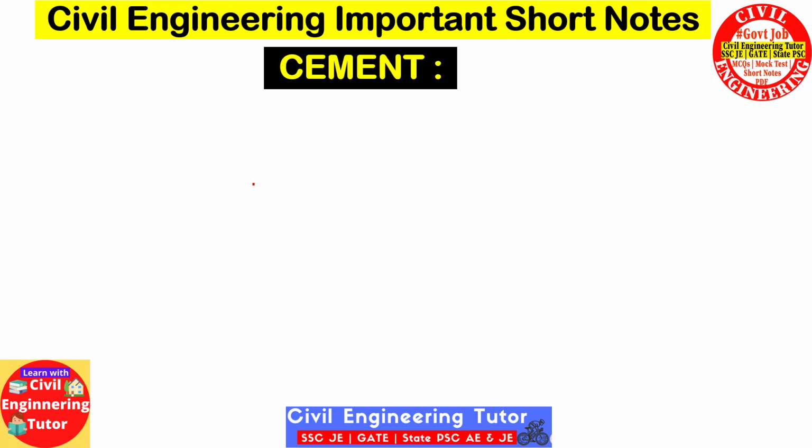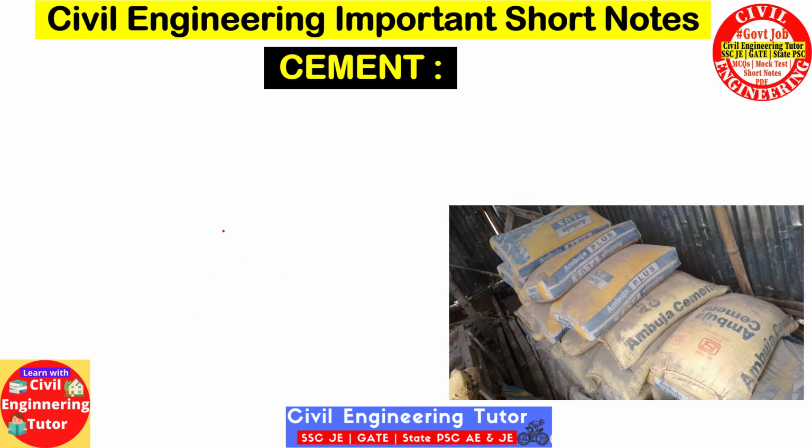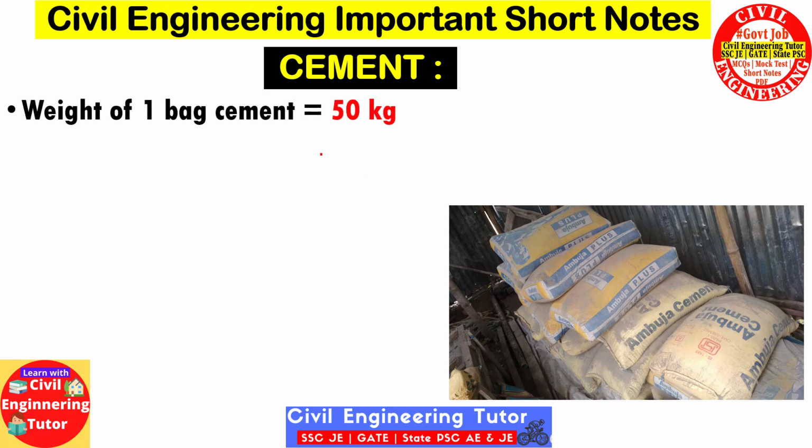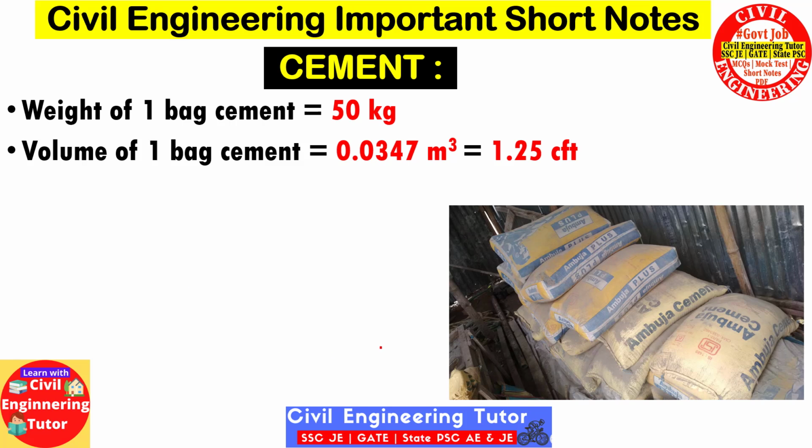First, we are going to discuss some important specifications of cement. In project sites, cement is available in a sealed plastic bag to prevent water absorption. Now the weight of one bag of cement is generally 50 kg, but sometimes a 25 kg bag is also available. And the volume of one bag is 0.0347 meter cube, that is equal to 1.25 cubic feet.